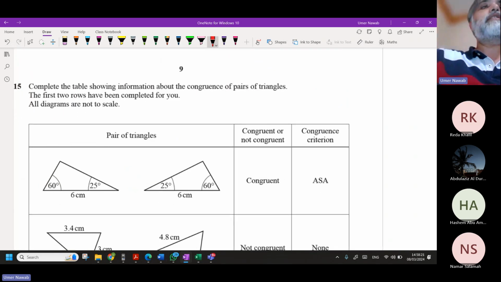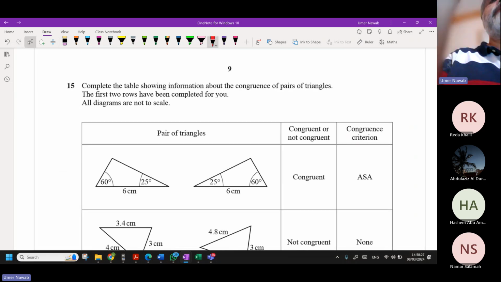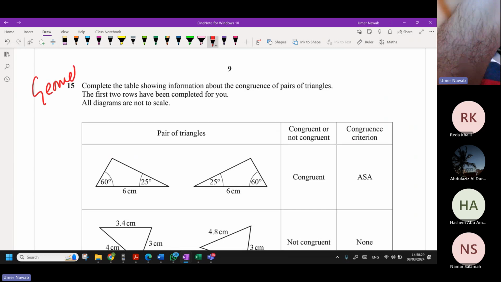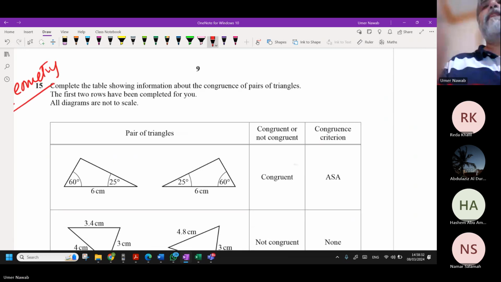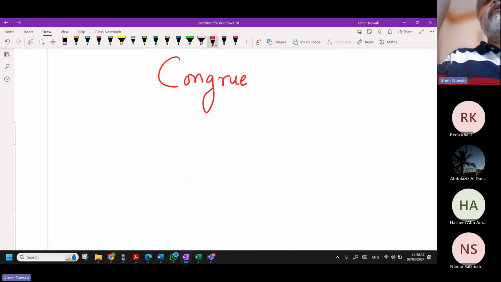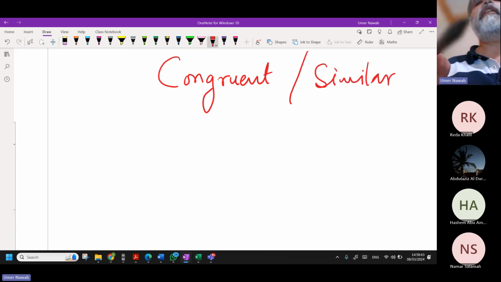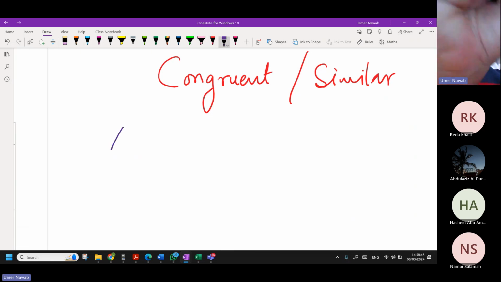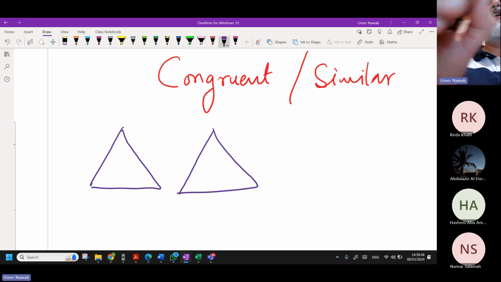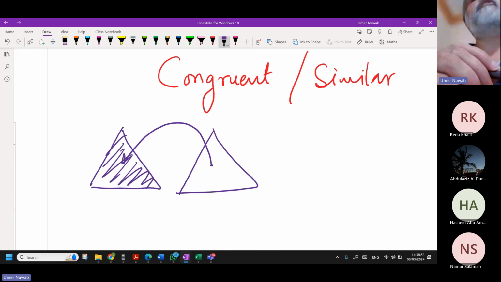So the next question, guys, is again on geometry. It's congruent triangles. So I'm going to talk about what a congruent triangle is, and the terminology for congruent and similar triangles. Don't get confused between these two terminologies. Congruent means exactly the same copy. If you put this figure onto this figure, they will match exactly on each other. So when you take a photocopy of something, you get a congruent shape.